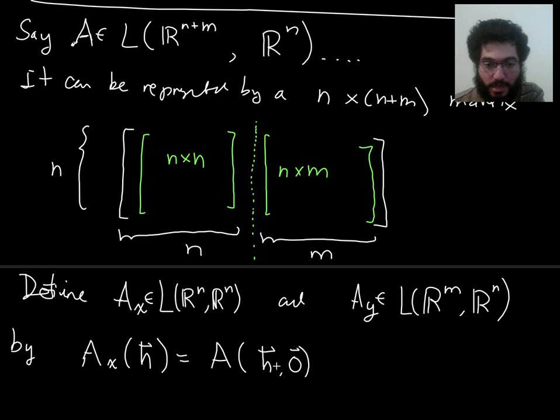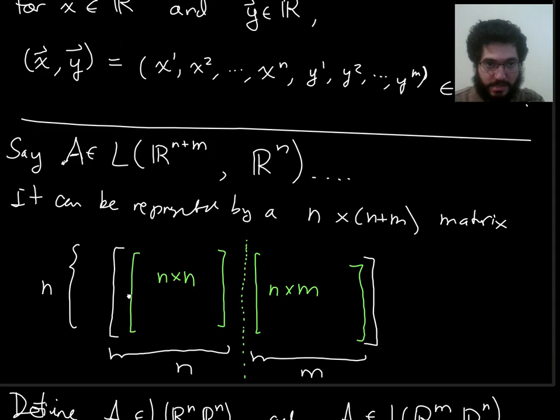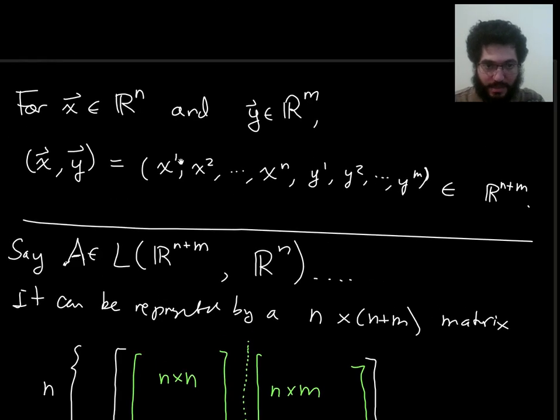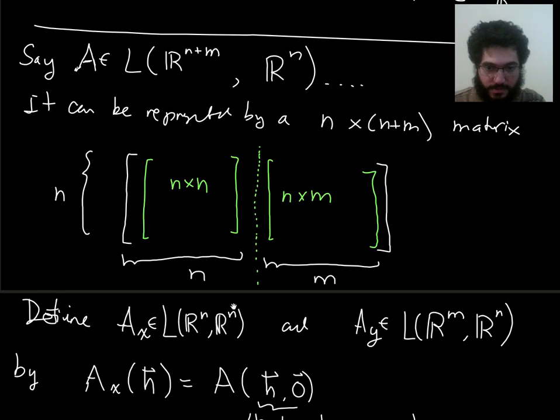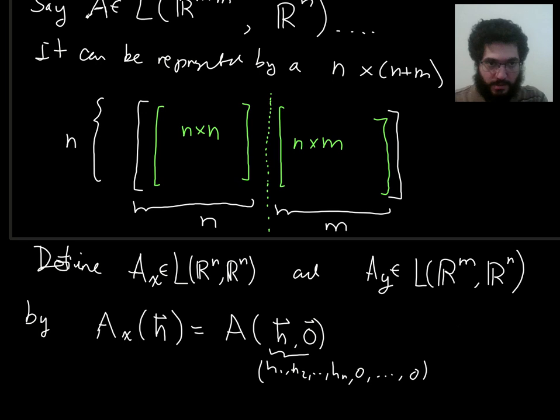where by h comma 0 I mean the vector that goes h1, h2, h3, etc., h sub n, and then a collection of m zeros, like that. So that's what I'm plugging in there. Basically, I'm using this notation, and I'm saying this is h and then 0, so this part is h and then this one is 0. Okay, hopefully that's clear.